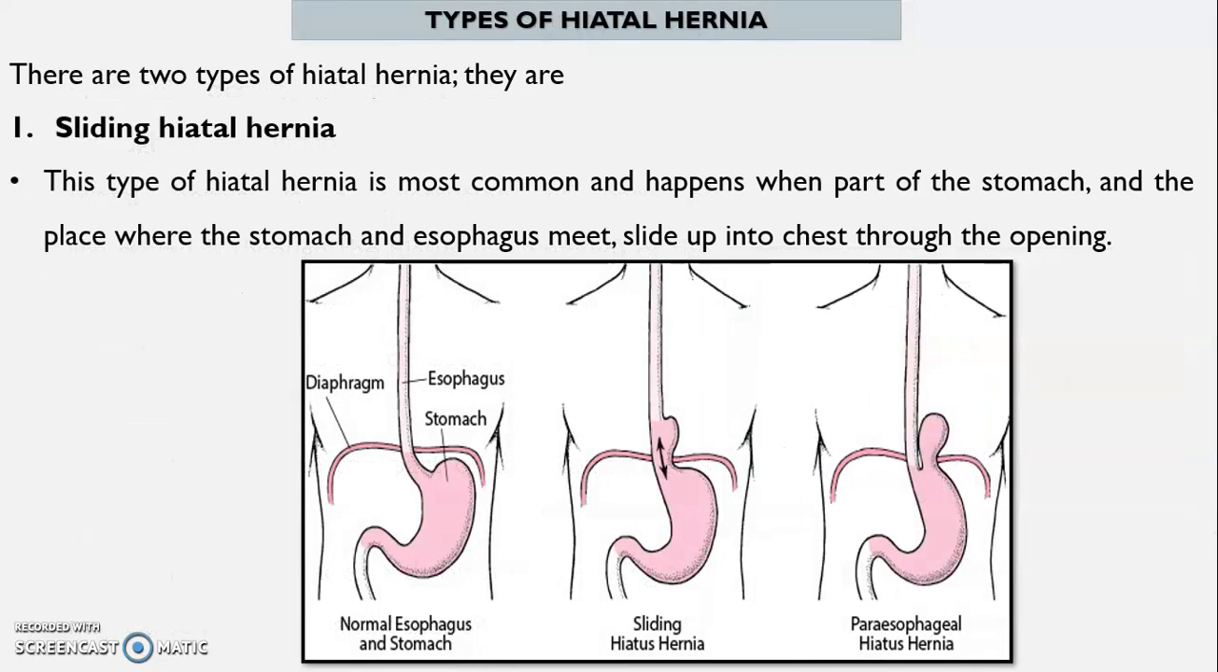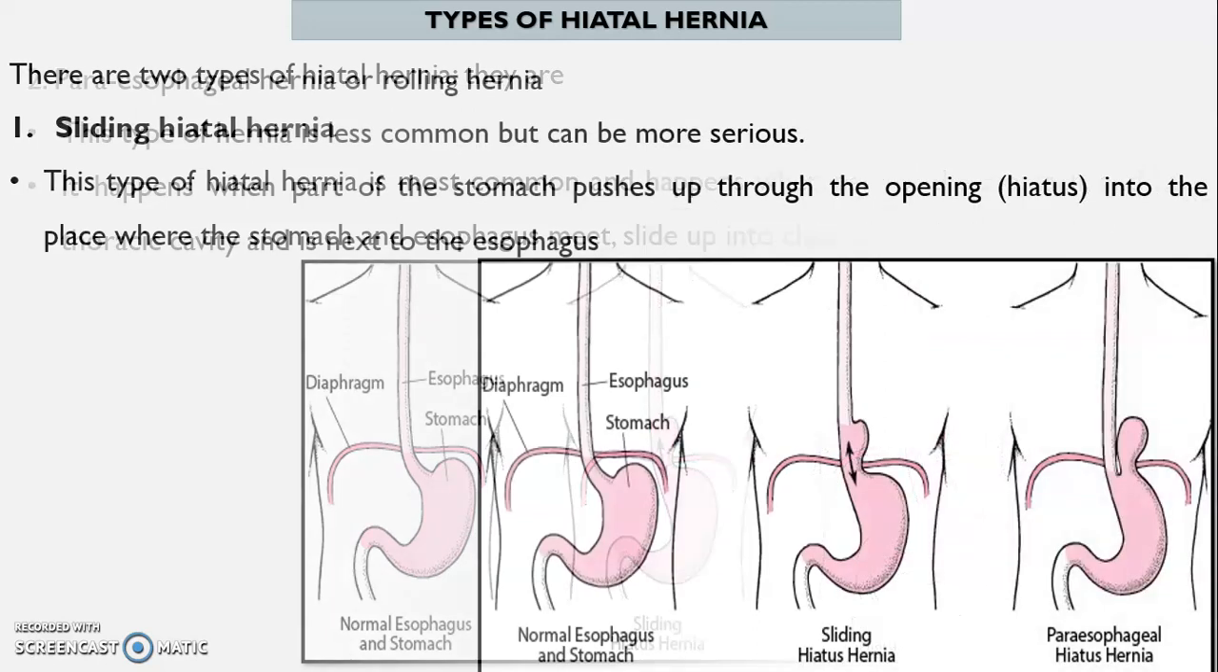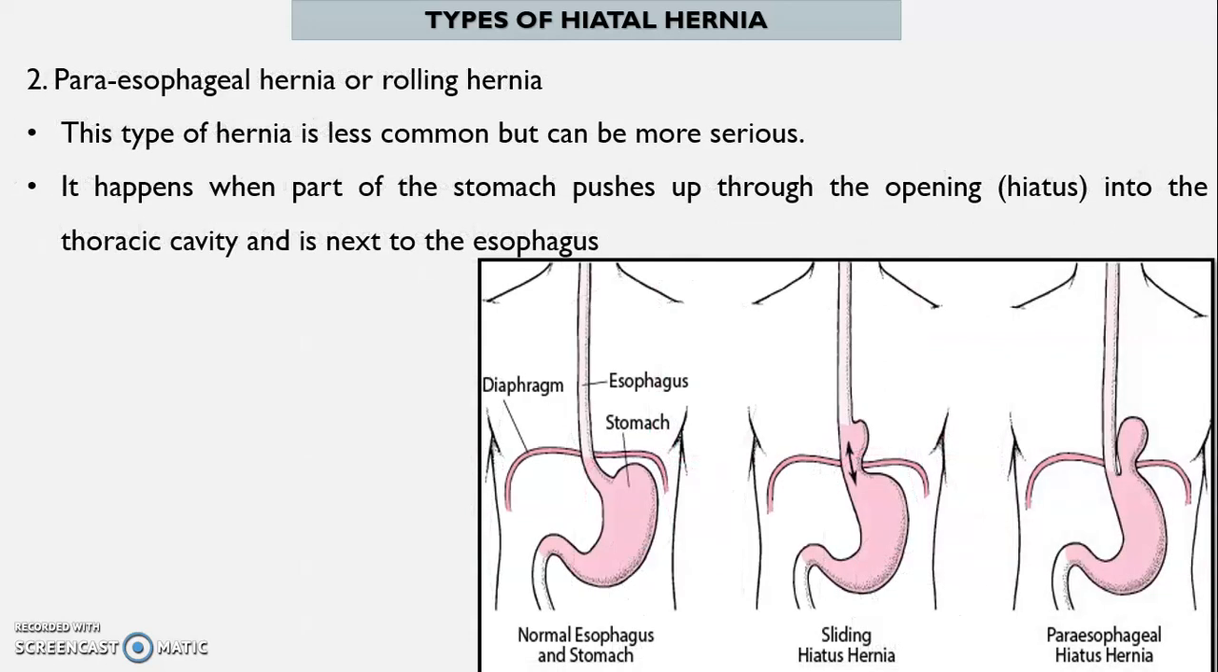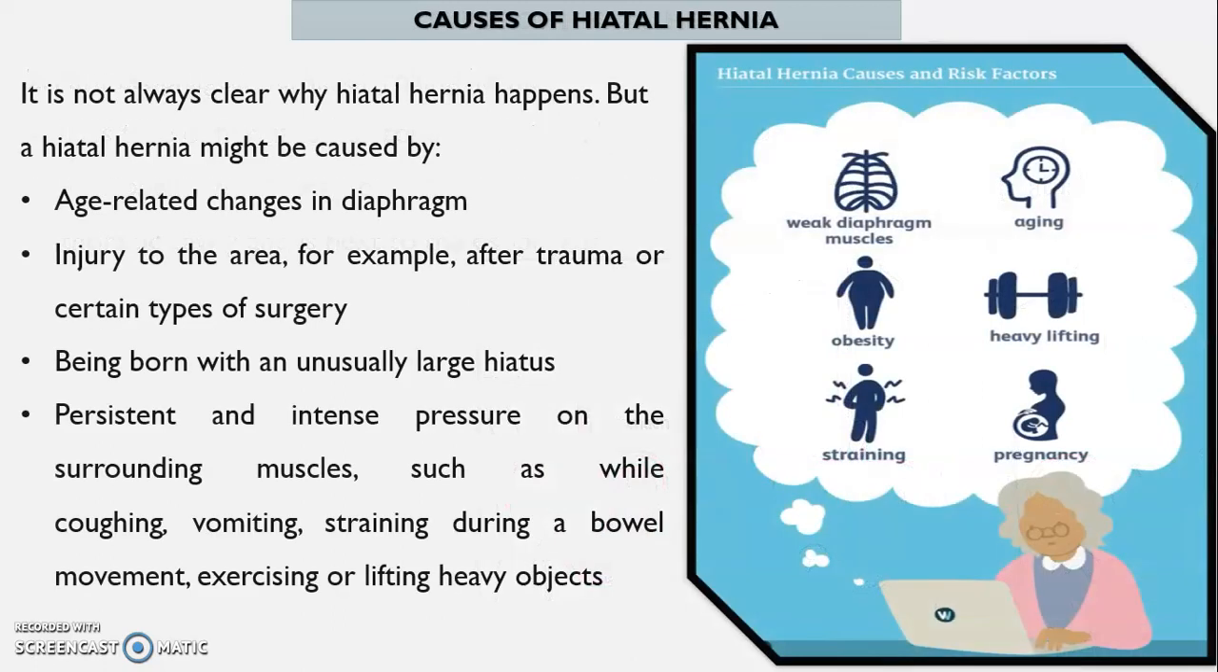There are two types of hiatal hernia. They are sliding hiatal hernia. This type of hiatal hernia is most common. It happens when part of the stomach and the place where the stomach and esophagus meet slide up into the chest through the opening. Paraesophageal hernia, or rolling hernia. This type of hernia is less common but can be more serious. It happens when part of the stomach pushes up through the opening into the thoracic cavity and is next to the esophagus.